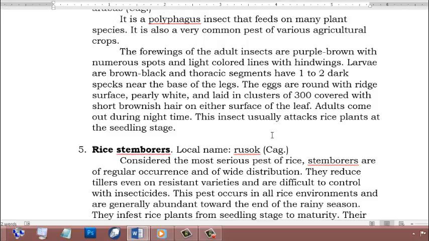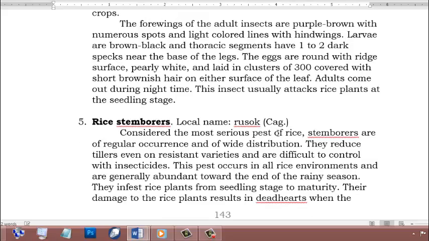Adults come out during night time. This insect usually attacks rice plants at the seedling stage. So be very careful. They are dangerous. They attack and destroy our plants during night time.